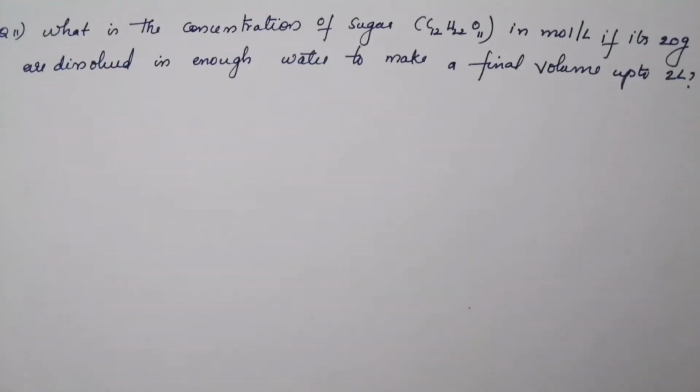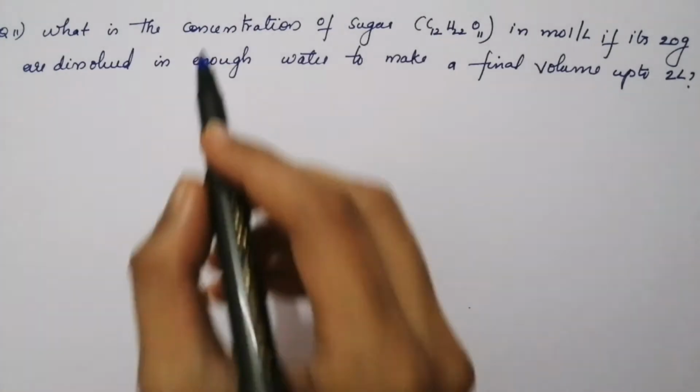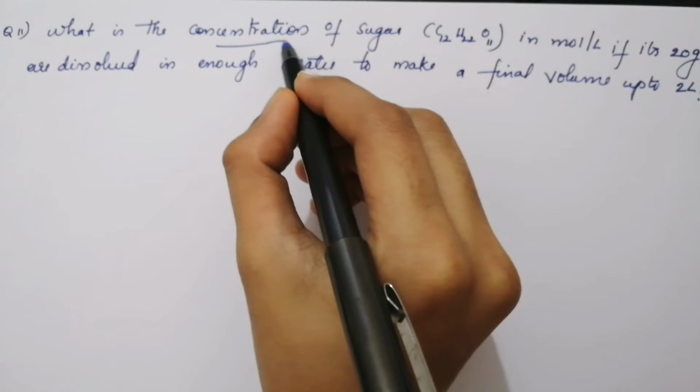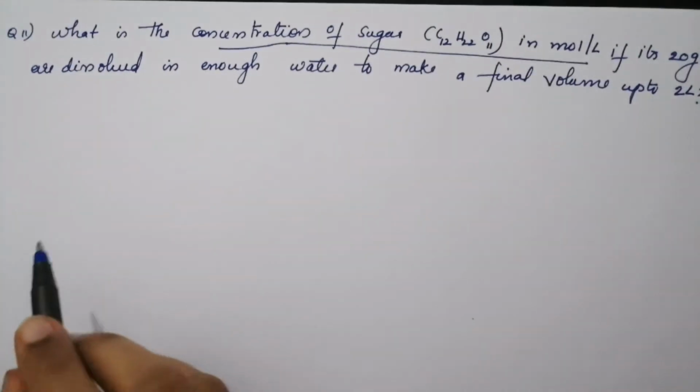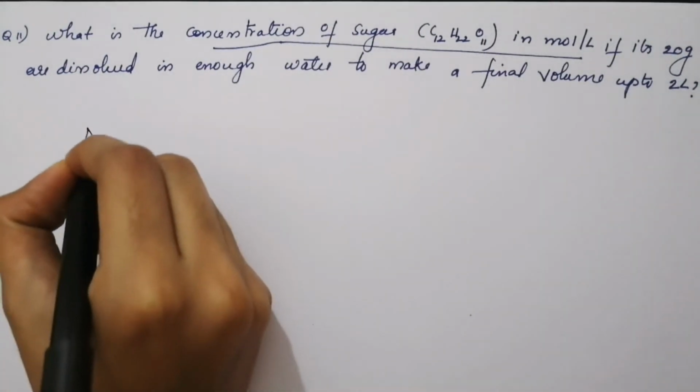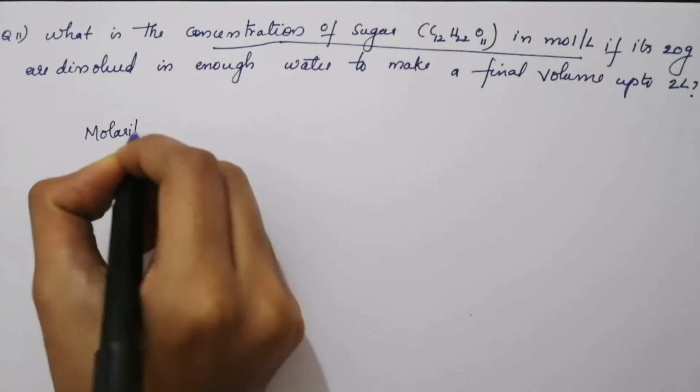Question number 11 says, what is the concentration of sugar, that is C12H22O11, in moles per liter, if 20 gram of it is dissolved in enough water to make a final volume of 2 liter? So here in this question, we are asked to calculate the concentration of sugar in moles per liter. So we have to calculate the molarity or the molar concentration.